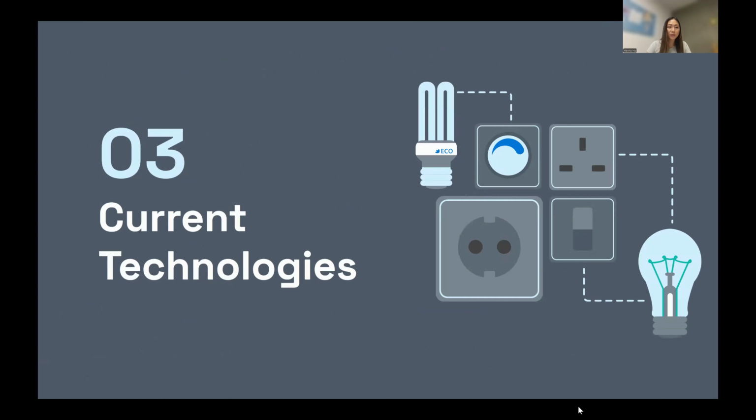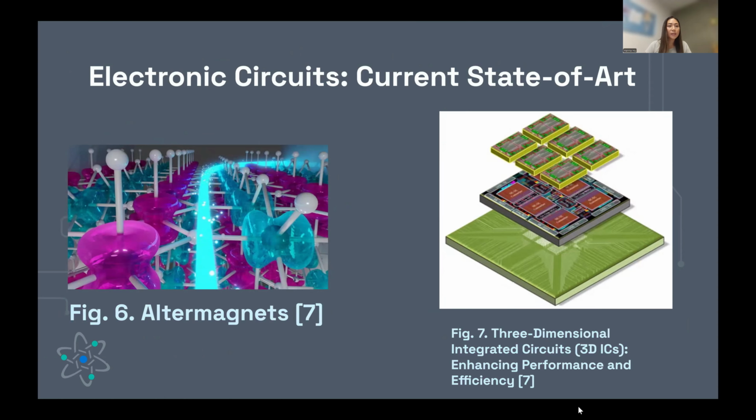Now let's talk about some of the current technologies related to electronic circuit design. So, today's electronic circuits are becoming smarter and smaller and more powerful thanks to exciting new technologies. Engineers are using materials like altermagnets, which are magnetic materials that allow spin polarized currents without external magnetic fields, which enable faster and low power memory in computing systems for applications like data storage and spin-based processors. Basically, this means that it moves data faster without needing magnets, which could help memory and storage devices.